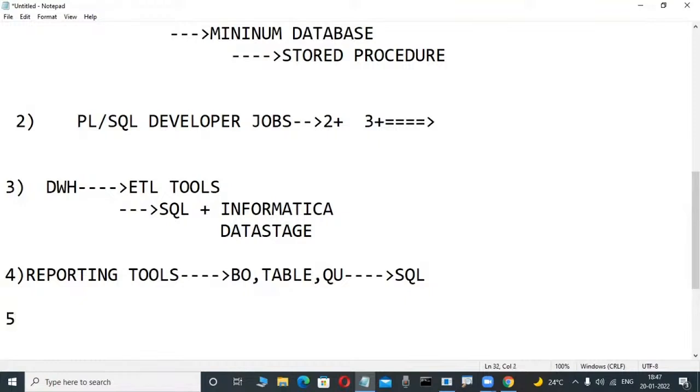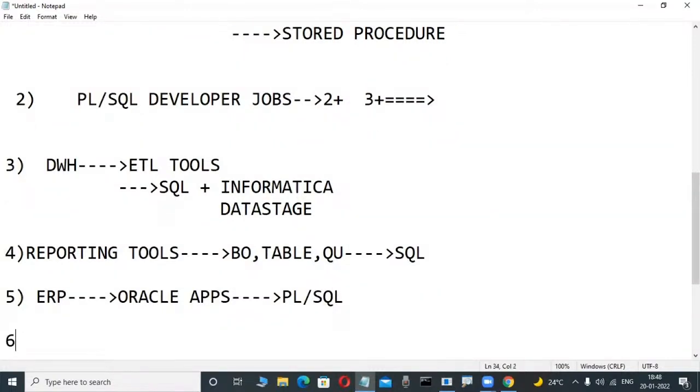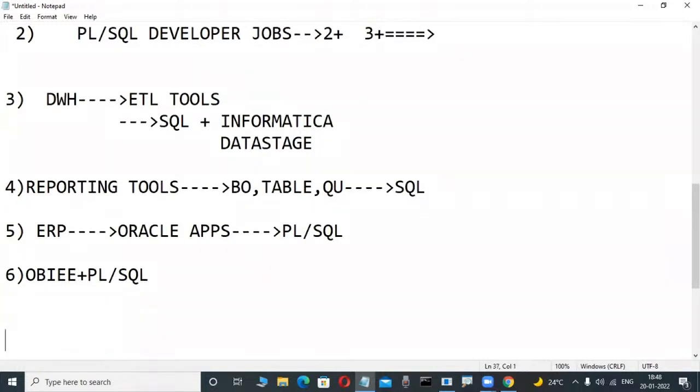Again, some programmers are interested in the ERP side, Oracle Apps. Oracle Apps is an ERP, same like SAP. Oracle Applications 11i is there. These persons require very good knowledge of PL/SQL, so they also learn these courses. Again, there are OBI programmers. OBI is a product, and there are jobs with PL/SQL. Those persons also learn these courses.